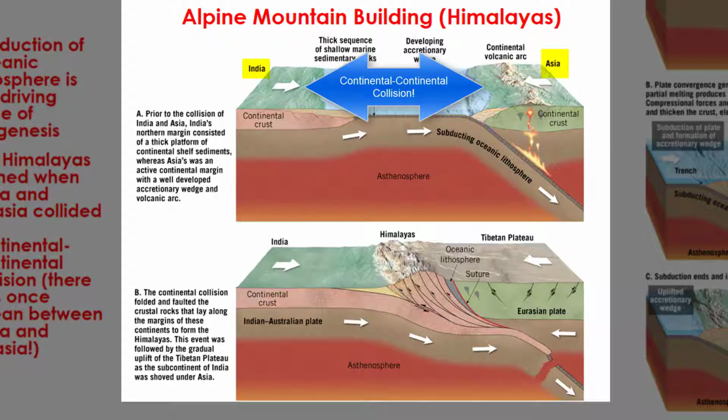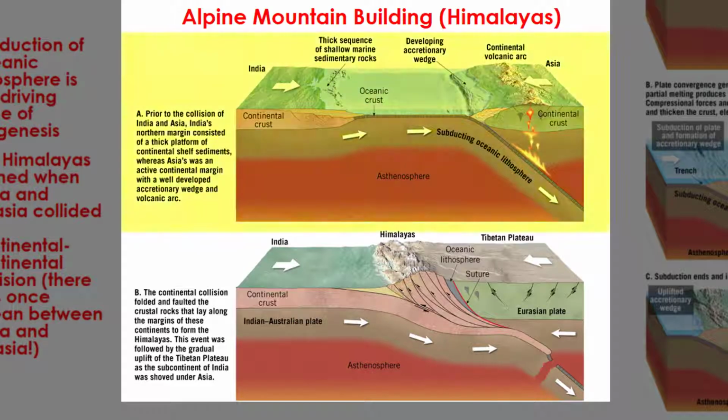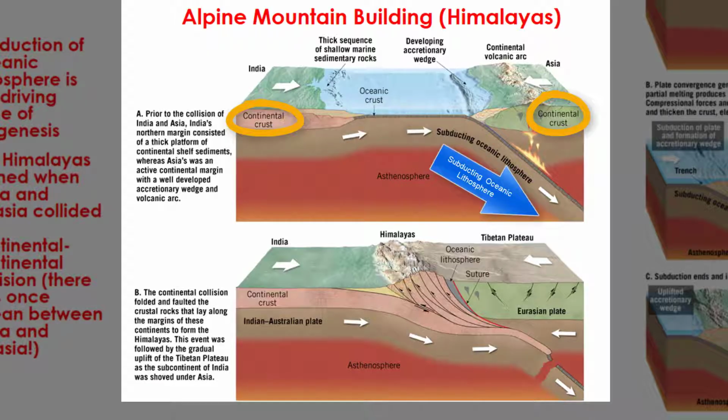Let's study the center image for a minute. In part A, we're looking at the way things looked prior to the collision between India and Eurasia. Now, India and Asia are both associated with continental crust, but as India moved towards Eurasia, there was a subducting oceanic lithosphere on the coast of Eurasia. Water driven from that subducting oceanic plate was triggering melting in the mantle, and there was quite a bit of volcanism occurring on the coast of Eurasia at this time.